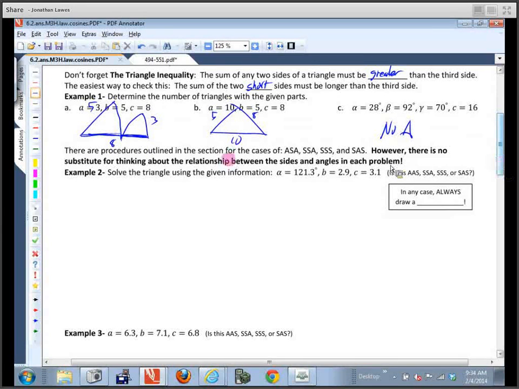Okay, so again, just a reminder, regardless of what you've been given, make sure you think about how the sides are related to the angles. What you should expect and that sort of thing. And we're always going to draw a triangle. And we may have to draw more than one in order to get it right.